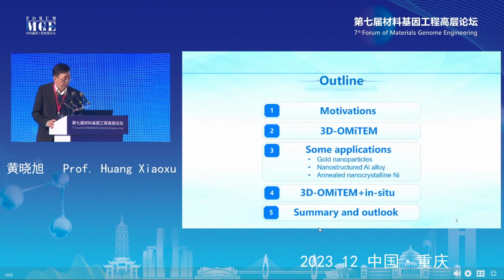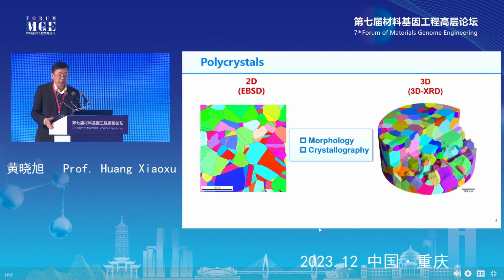materials research. Here is the outline of my talk, and we start with motivations. I'm talking about polycrystals. We know polycrystals are composed of many grains with varying sizes and orientations. Basically, to characterize a polycrystal, we really characterize two things: one is morphology, the other is crystallography.